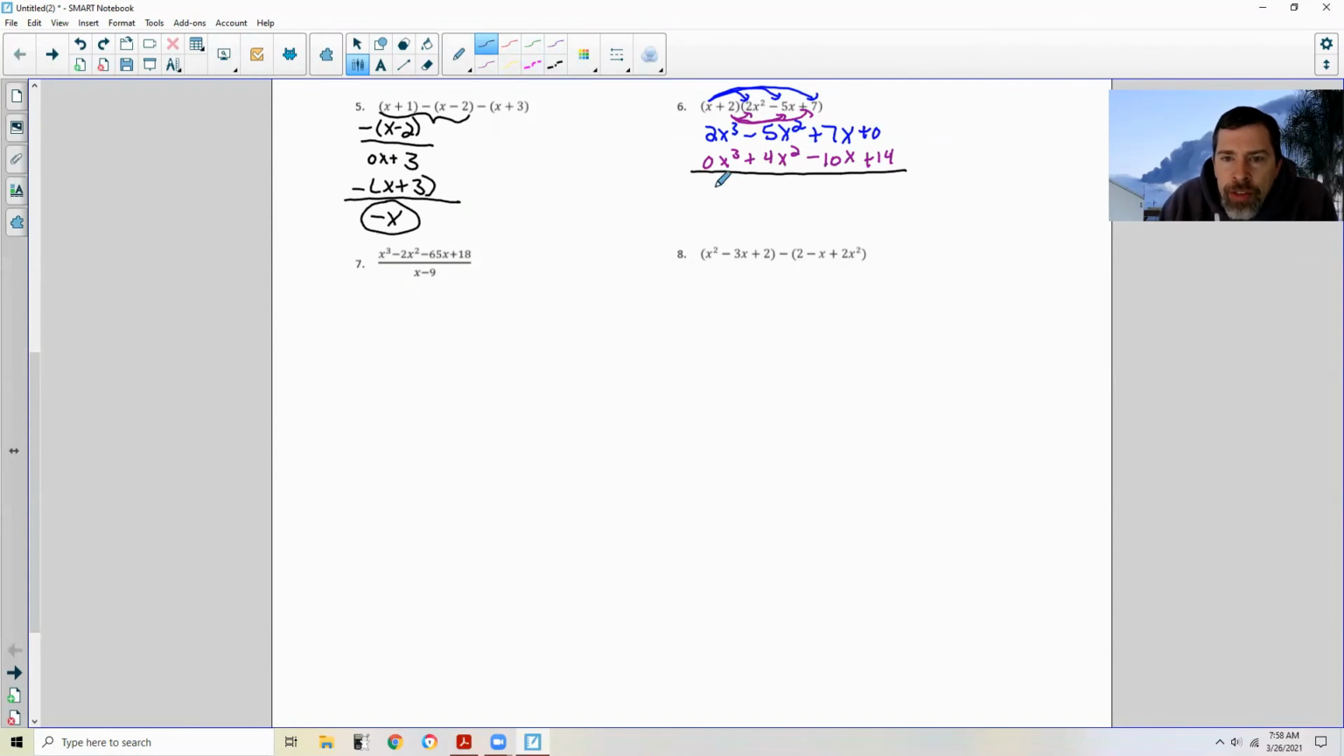So 2x cubed plus 0x cubed is 2x cubed. Negative 5x squared plus 4x squared is negative 1x squared. We don't need the 1. 7x plus a negative 10x is negative 3x. And 0 plus 14 is 14. So the answer is 2x cubed minus x squared minus 3x plus 14. Okay.